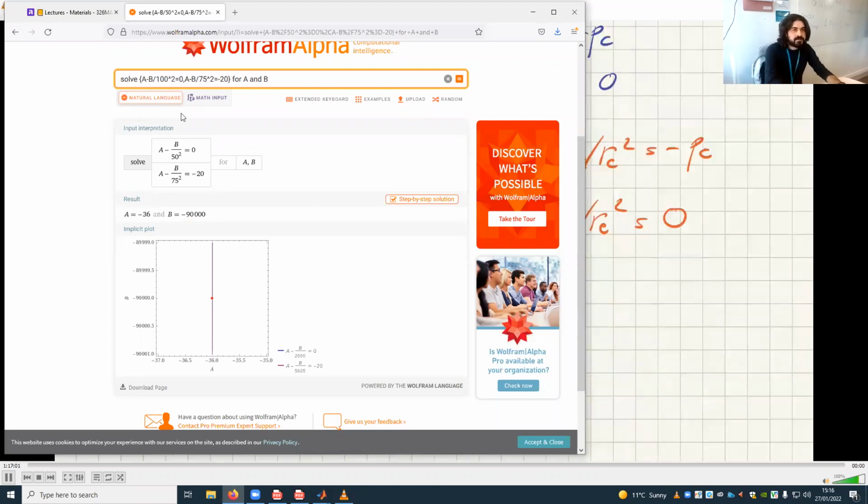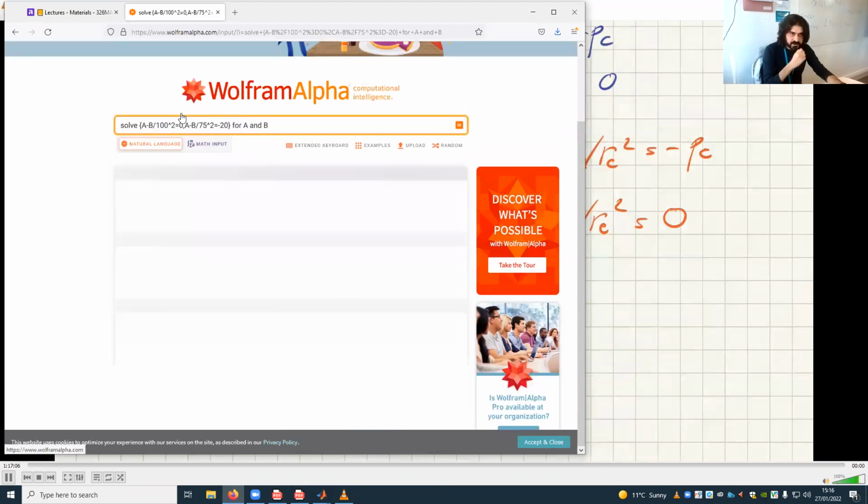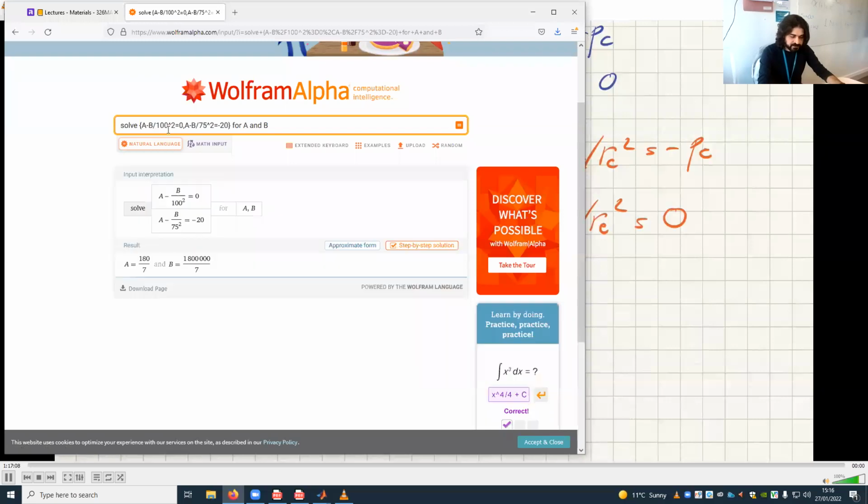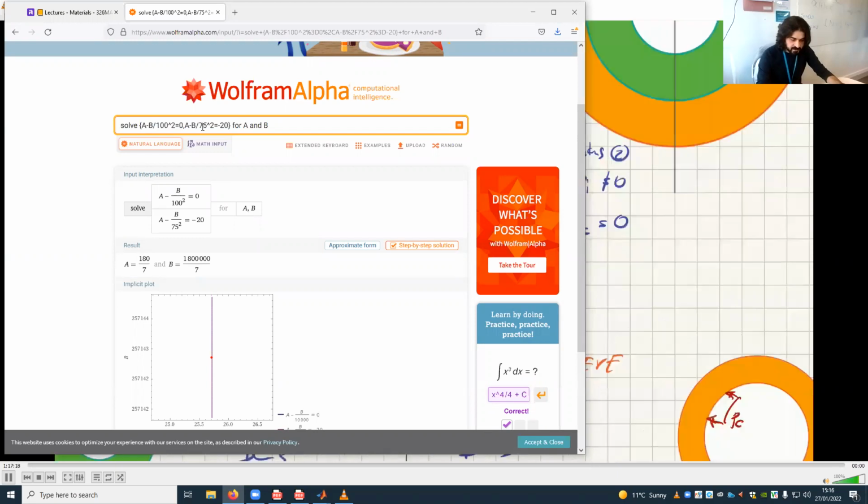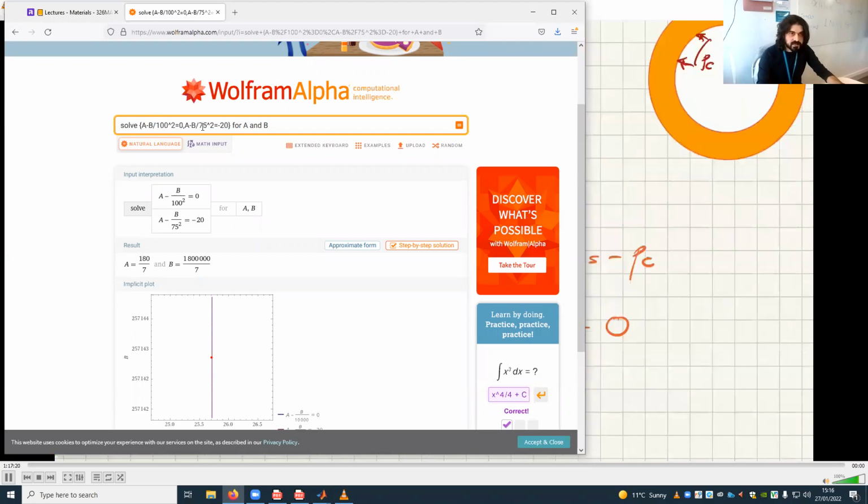And this is the same. So it should be this. So I'm writing the second equation first. A minus B over 100 squared equals 0. And the first equation is A2 minus B2 over 75 squared. Yes. E equals minus 20.